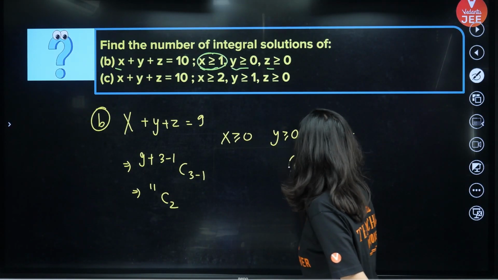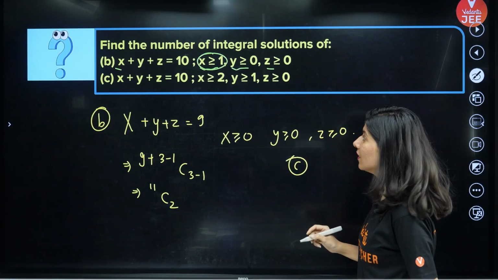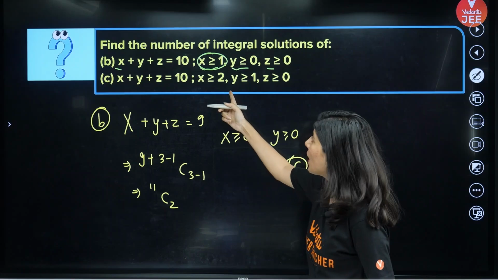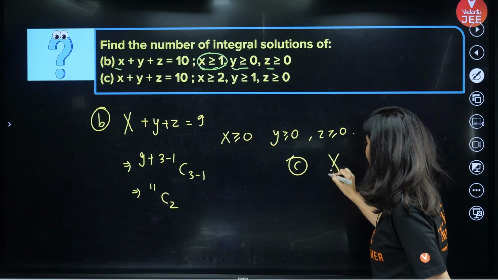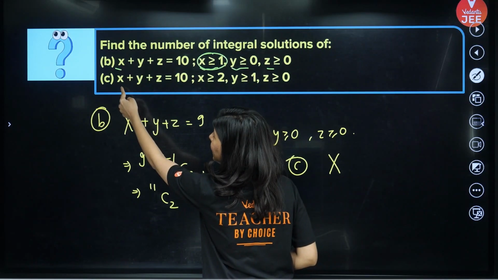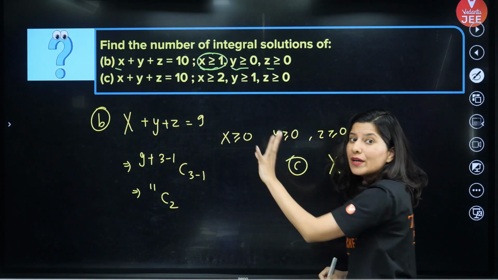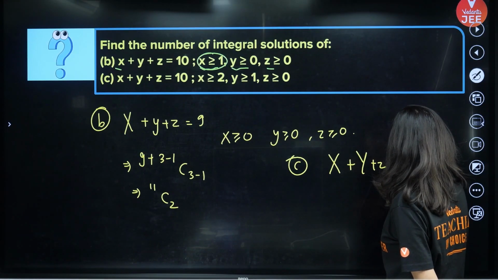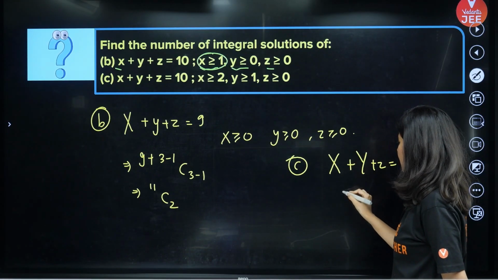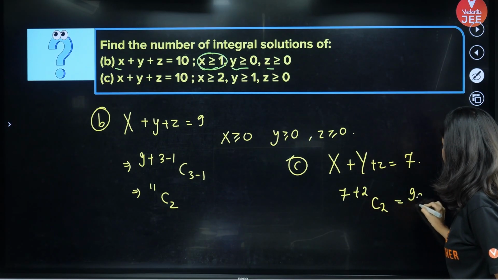And what about the C part? x plus y plus z is 10. Now you have to give 2 to this one, so it becomes capital X with 2 given already, and 1 to this one. So 10 minus 3 coins given at least. So 7, right? 7 plus 2, C2. That is 9C2.